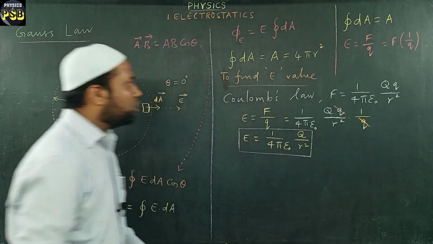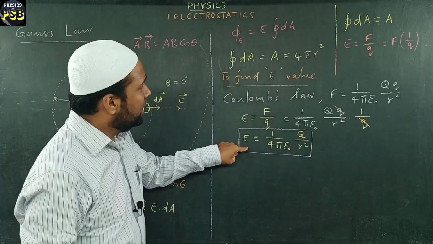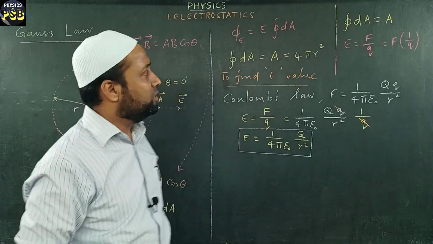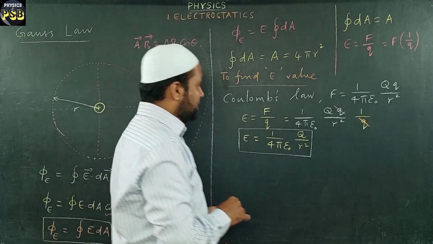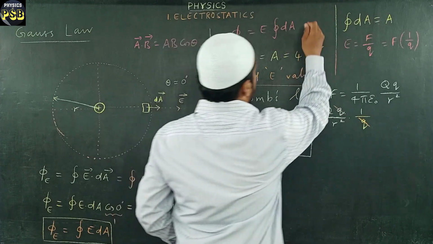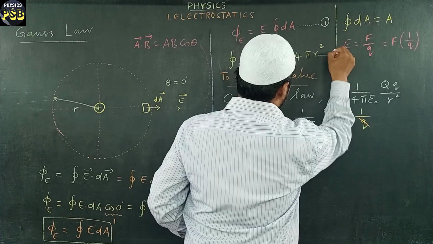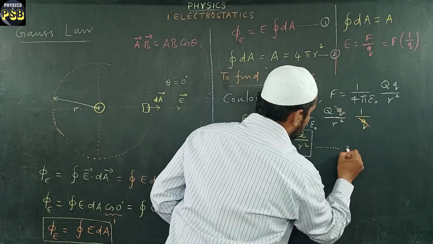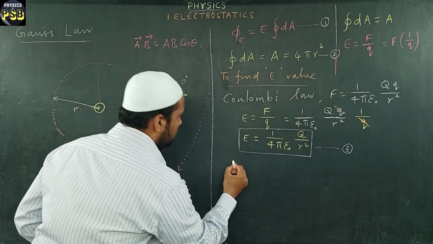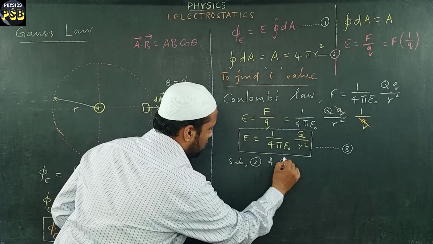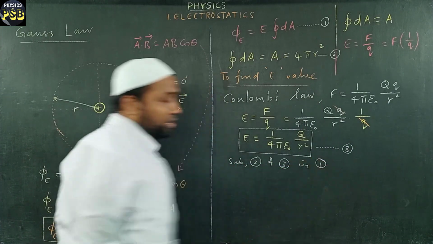Okay. I got the value of E, and we know the value of E. This two I am going to substitute here in this equation. So to make my work easy, I name this equation. This is named as equation number 1, this is named as equation number 2, and this one is named as equation number 3. Now I am going to substitute 2 and 3 in equation number 1.